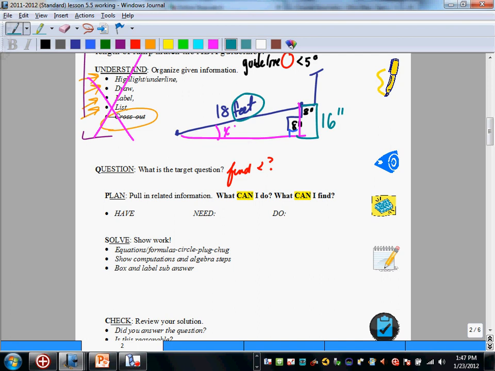Convert before you crunch. Say it. Convert before you crunch. Again. Convert before you crunch.